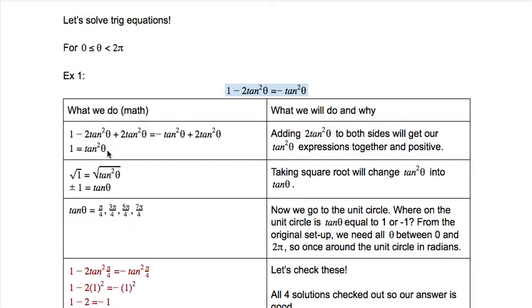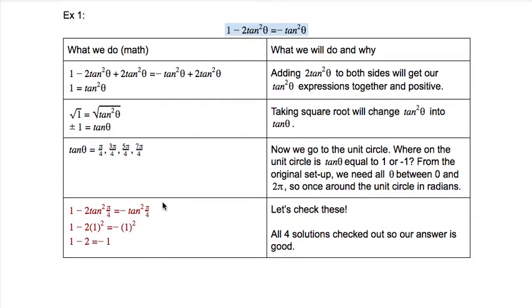So tangent theta could have been 1 or negative 1 and still produce a 1 when squared. Now that I have it down to tangent theta equals 1 or negative 1, I'm ready to go. I head to my unit circle because I do know that tangent exists on my unit circle. So I'm going to go around the unit circle and say, where is tangent theta equal to 1 or negative 1? Well, between 0 and 2 pi, or once around the unit circle, that gives me 4 possible answers. Pi over 4, 3 pi over 4, 5 pi over 4, and 7 pi over 4.